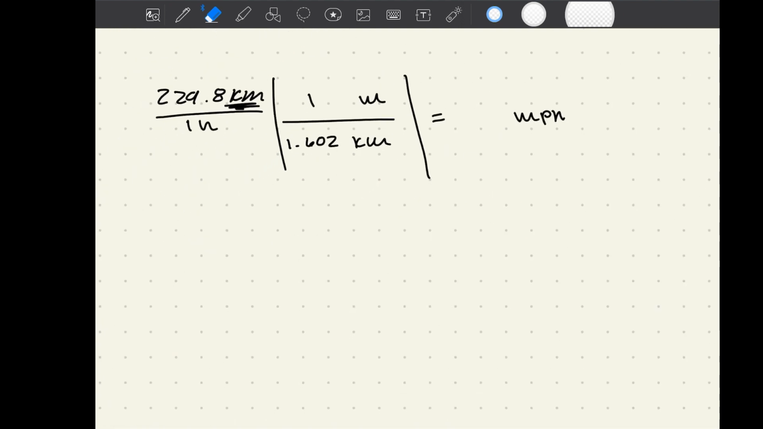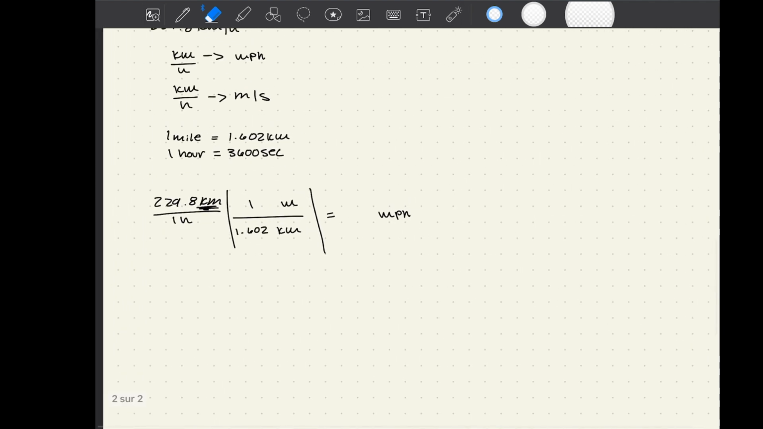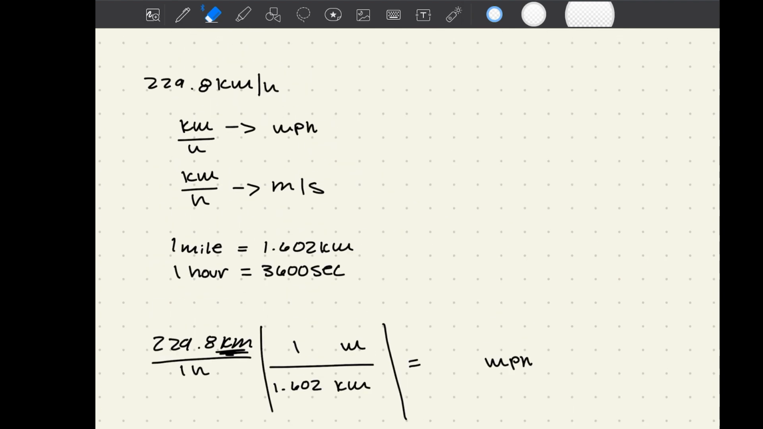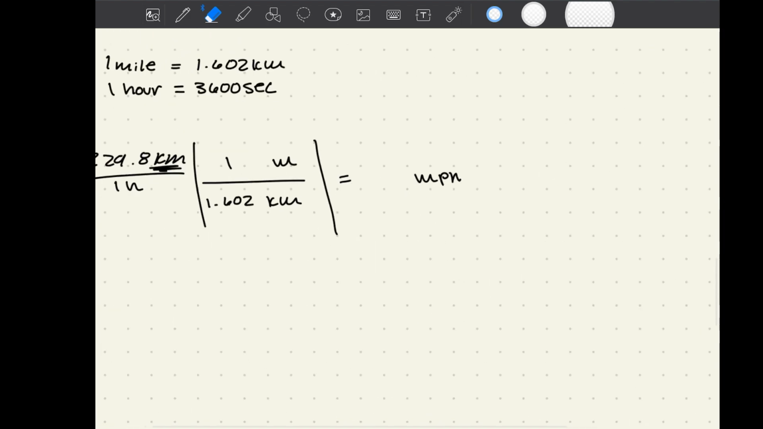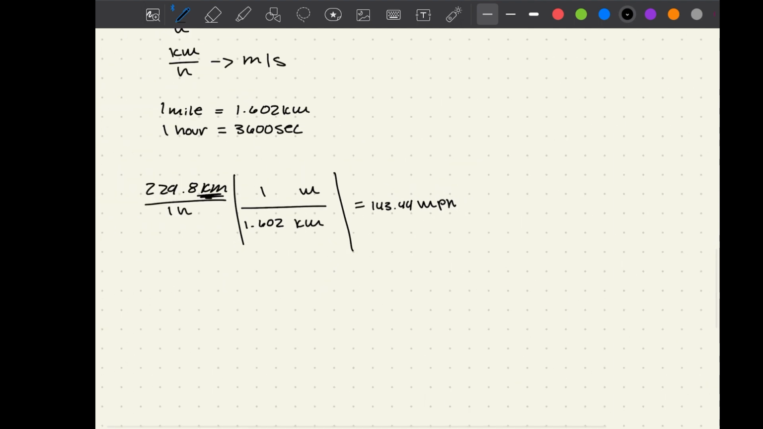So we have 229.8 times 1.602. This gives us, oh wait, no, sorry, not times, it's divided. So that is about 143.44 miles per hour.